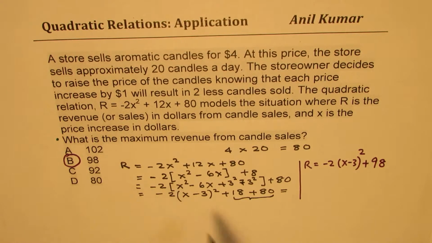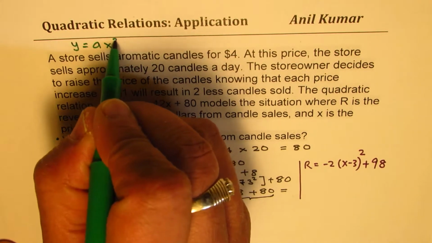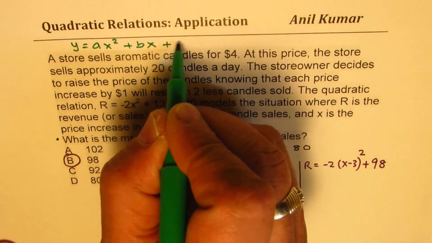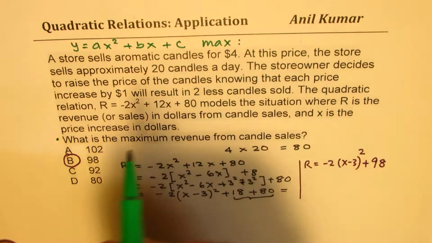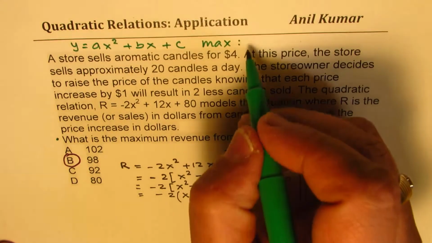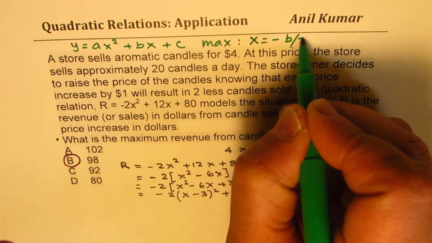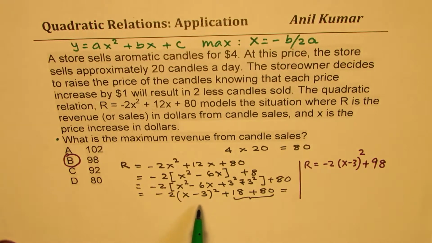So one way is that you could actually do completing the square and find your answer. The alternate method in this particular situation is that in any equation of the form y equals ax squared plus bx plus c, maximum occurs at which value? You can see from here at x equals minus b by 2a. So that is a standard formula, right, which you also get from completing the square.